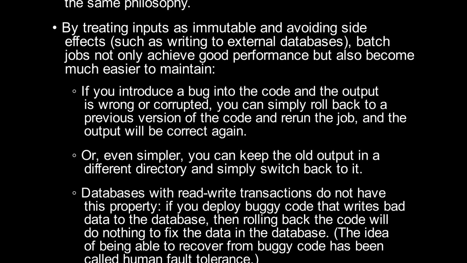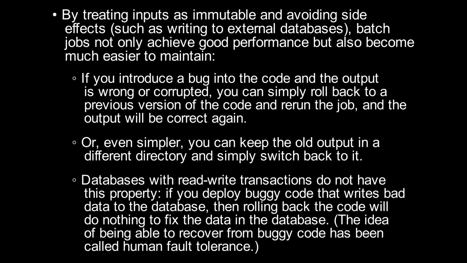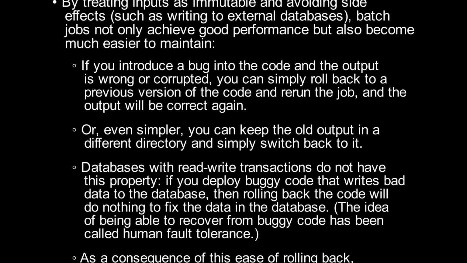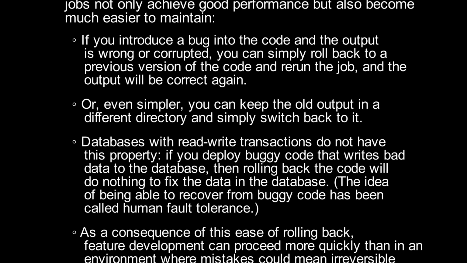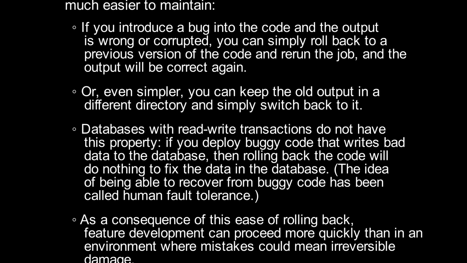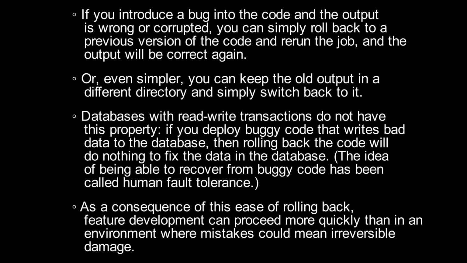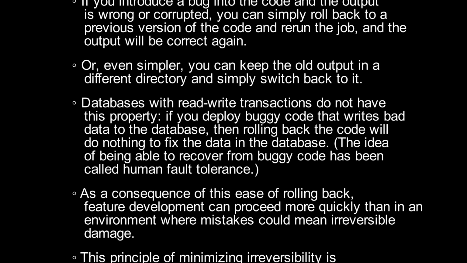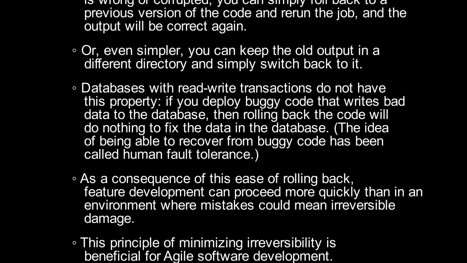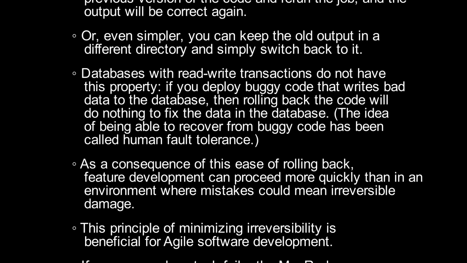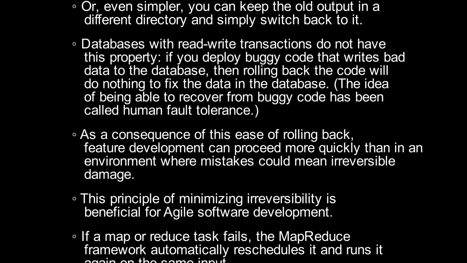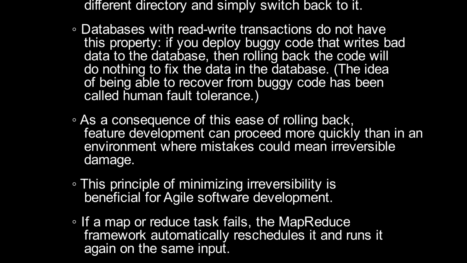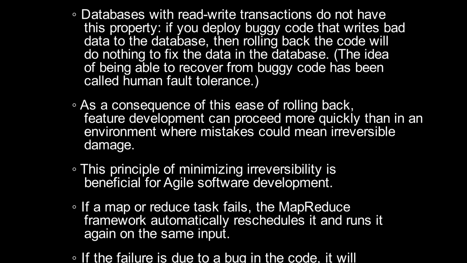Databases with read-write transactions do not have this property. If you deploy buggy code that writes bad data to the database, then rolling back the code will do nothing to fix the data in the database. The idea of being able to recover from buggy code has been called human fault tolerance. As a consequence of this ease of rolling back, feature development can proceed more quickly than in an environment where mistakes could mean irreversible damage. This principle of minimizing irreversibility is beneficial for agile software development.